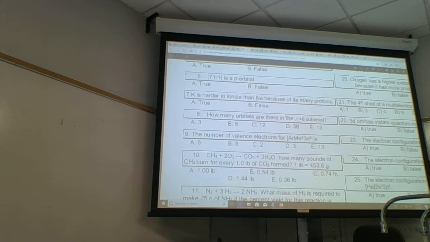8. How many orbitals are there in the L equals 6 sublevel? Thirteen, correct. You guys know how to figure that out? Minus 6, minus 5, minus 4, minus 3, minus 2, minus 1, 0, plus 1, plus 2, plus 3, plus 4, plus 5, plus 6 is altogether 13 values.